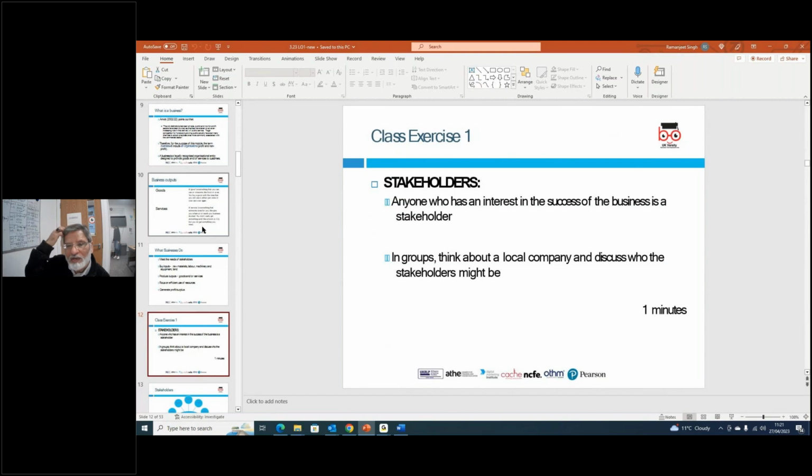Okay, so first of all, what you need to do is tell me what a stakeholder is. For example, what is a stakeholder? You as a stakeholder, what do you mean by a stakeholder? Is it, when you talk about stakeholder, similar to a shareholder?